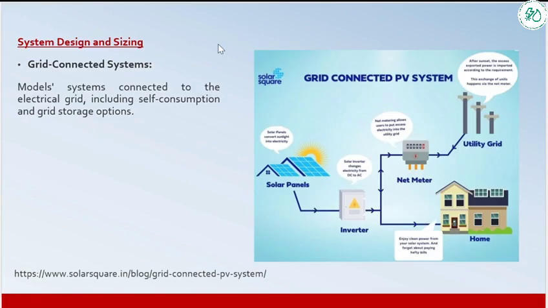Another group is grid-connected systems. They are connected to the electrical grid, including self-consumption and grid storage options. A grid-connected system is a type of electrical power generation setup that is interconnected with the local electricity grid. As you can see, it can transfer electricity to the utility grid.